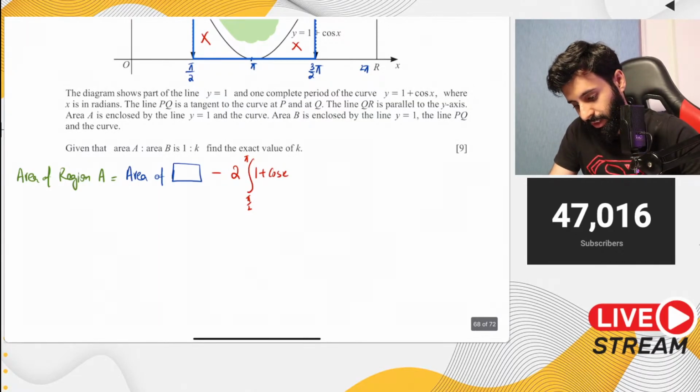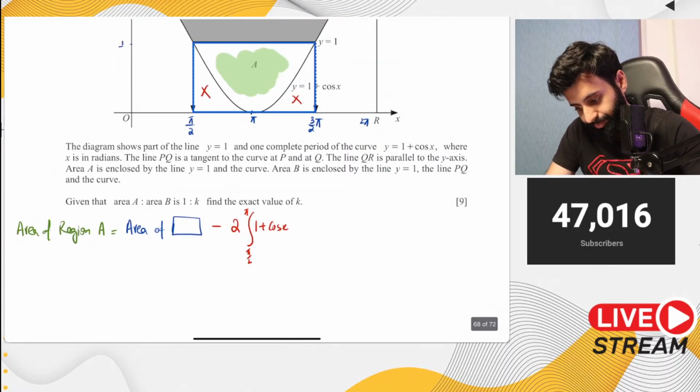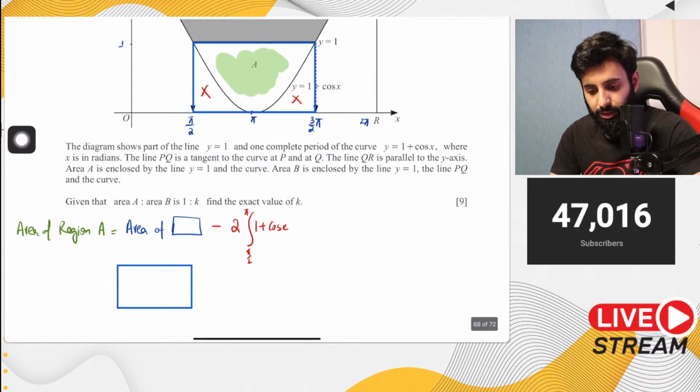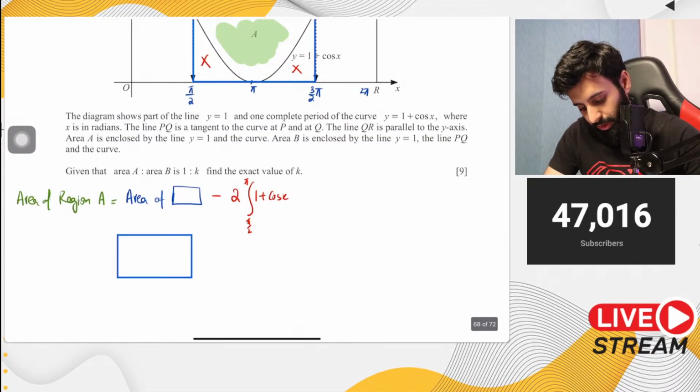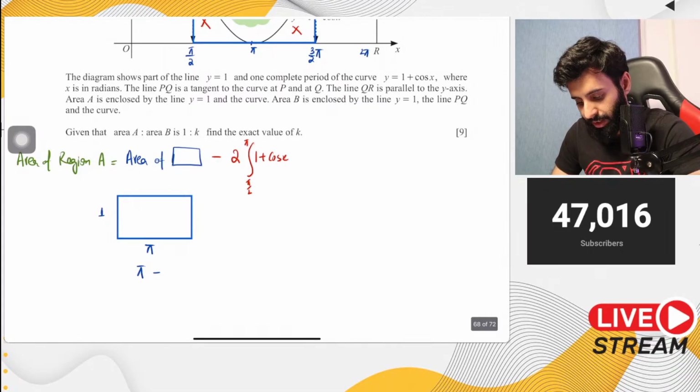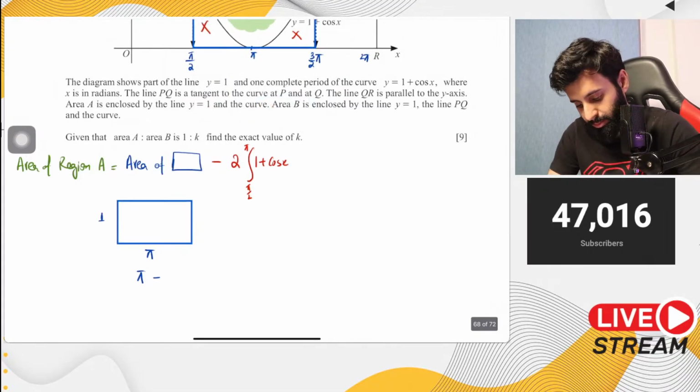Okay, so let's start by calculating the area of the rectangle. The rectangle has dimensions from pi upon 2 to 3 upon 2 pi, so you find the difference to find the length. So 3 upon 2 pi minus 1 upon 2 pi. You don't need a calculator for this, but let's say you're using one. So this is pi and this is 1. So the area of the rectangle is equal to pi. From pi, we now need to minus the area that we will find by integrating 1 plus cos x within the limits pi upon 2 and pi.